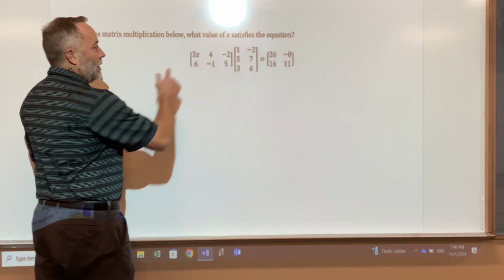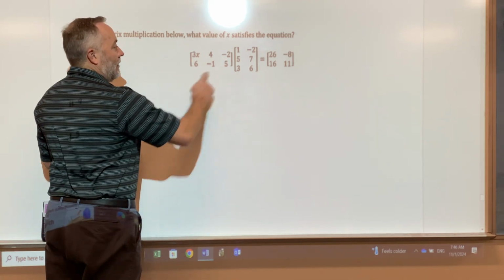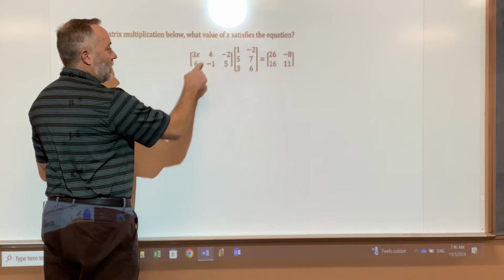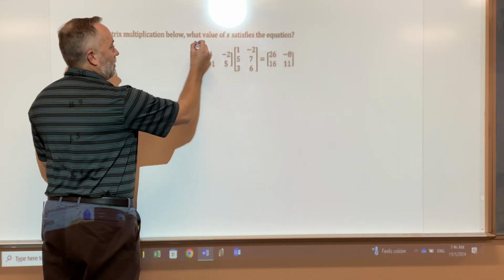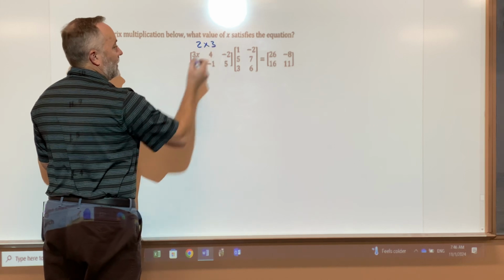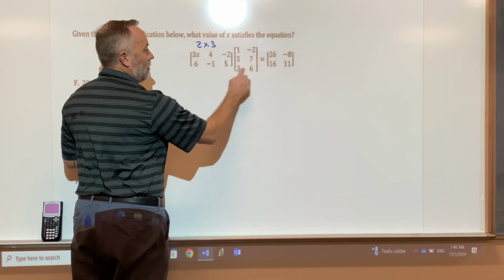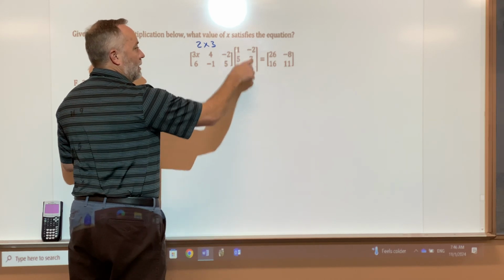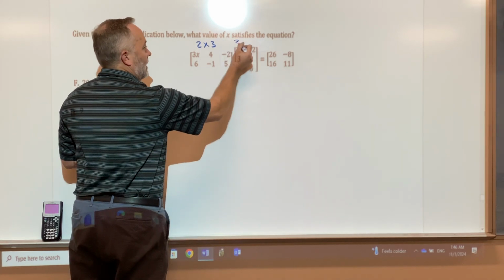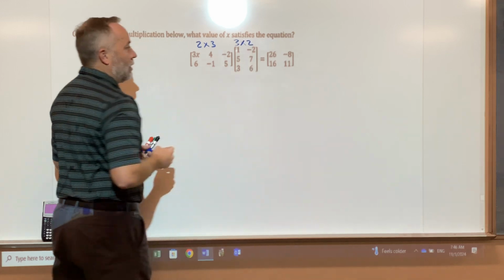So how many rows does this first matrix have? It has 2. How many columns does it have? 3. So this is a 2 by 3. And our second matrix, how many rows does it have? 1, 2, 3. How many columns? 1, 2. So it's a 3 by 2. So again, arranged rows by columns.